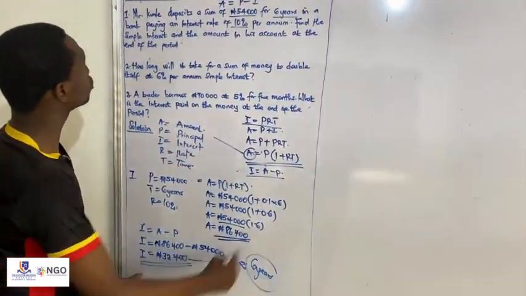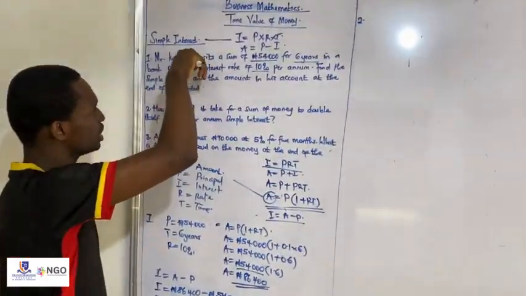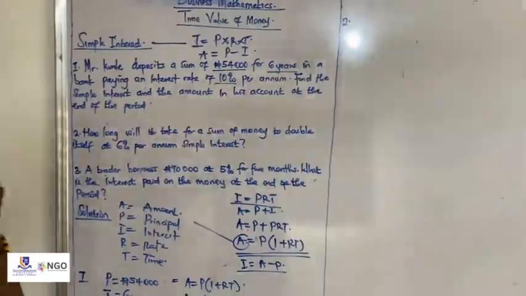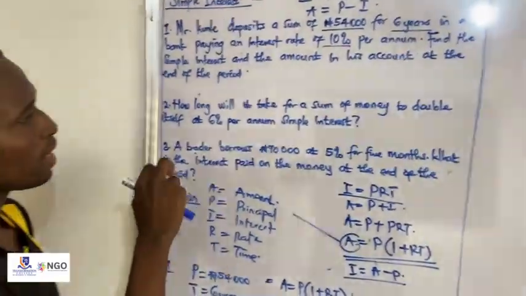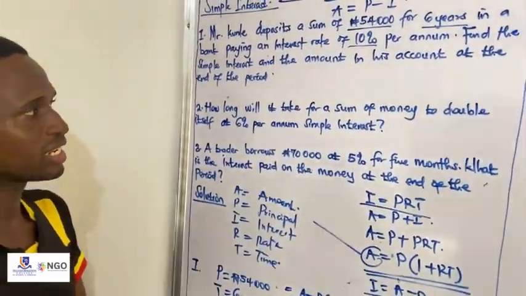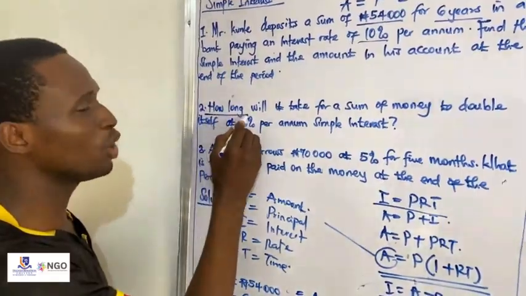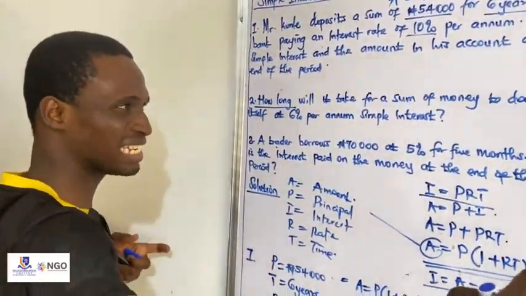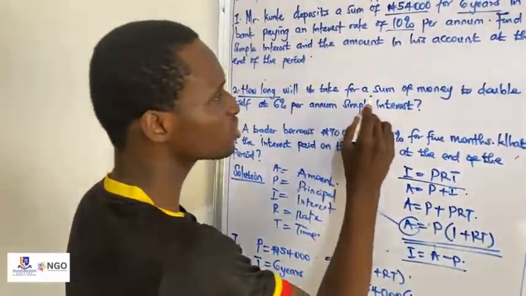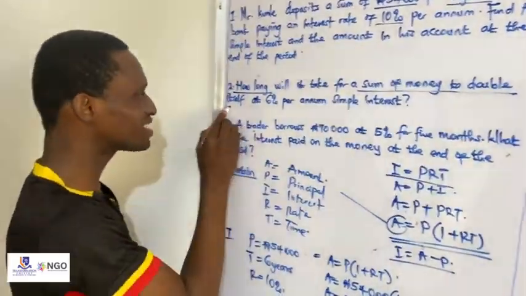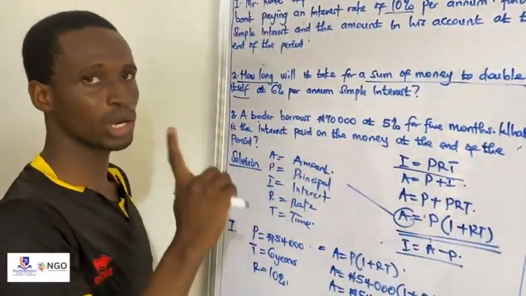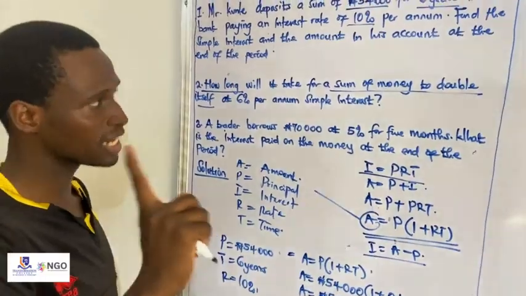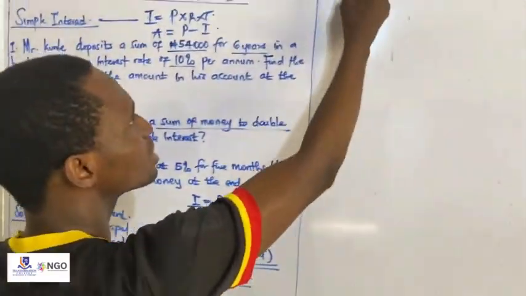So that is the solution to the first question. We shall be going to the next question, number 2. How long will it take for a sum of money to double itself at 6% per annum interest? So this question is simply telling us to calculate for the time.